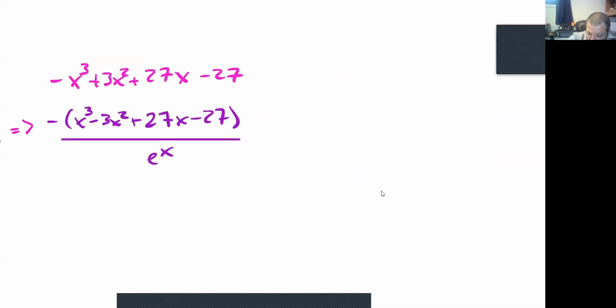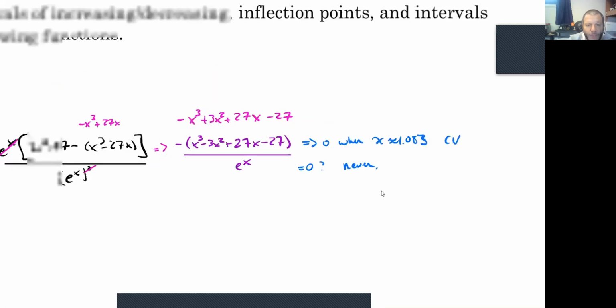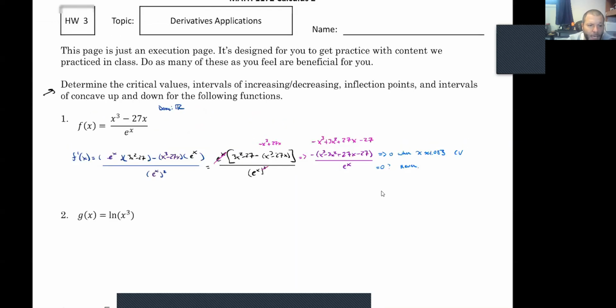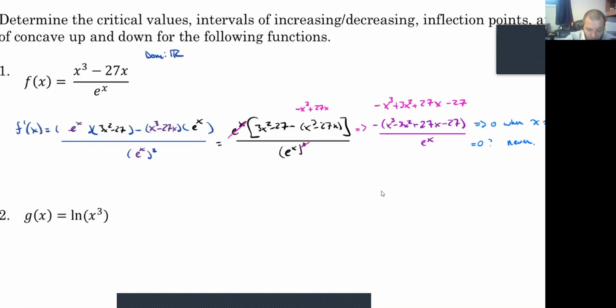So this numerator equals 0 when x is approximately 1.083. That's going to be the only critical value from the numerator. We would also look at the denominator. When is that thing equal to 0? Never. So the only critical value that exists here would be 1.083.